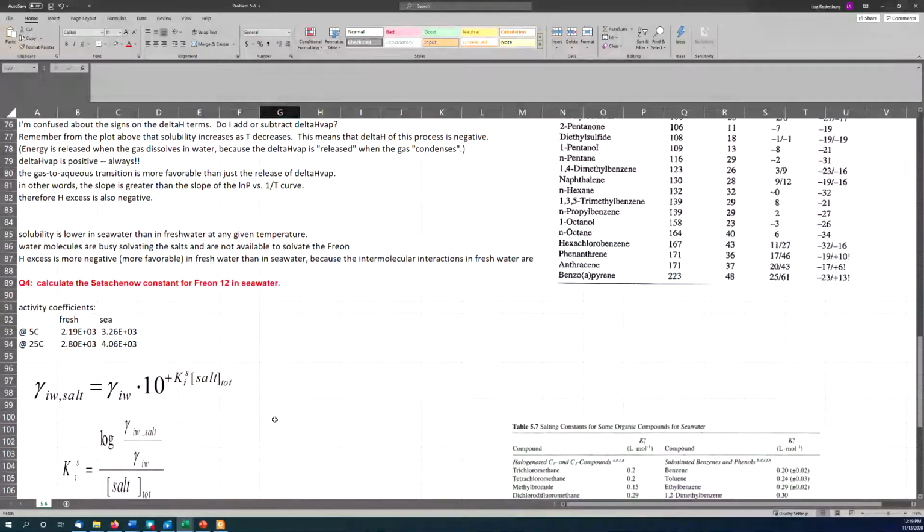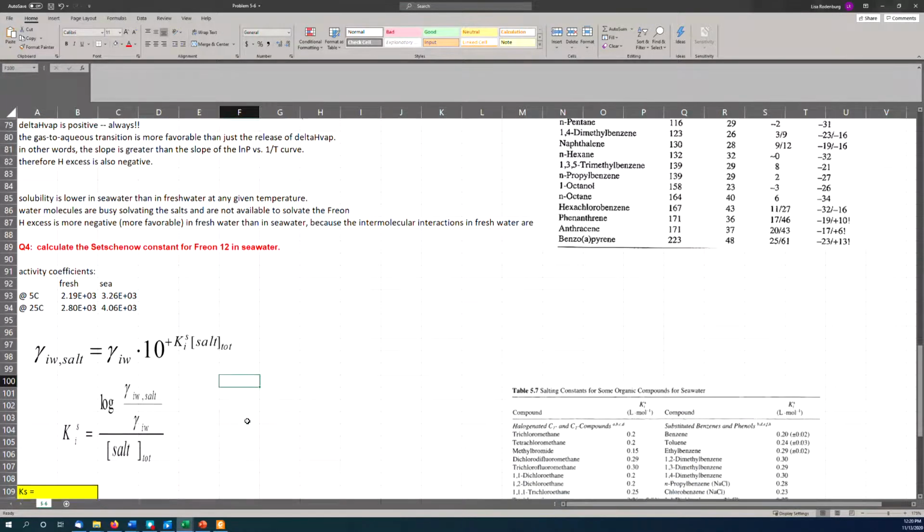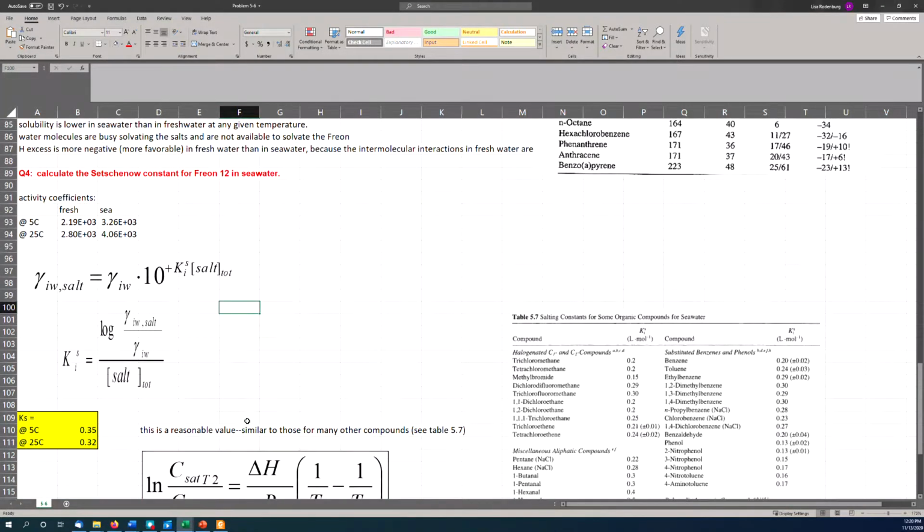And then the last thing I'm asking you to do here is calculate the Setschenow constant. We know that the Setschenow constant equation is given here. It's saying that the activity coefficient of the compound in the presence of salt is equal to the activity coefficient when there's no salt, multiplied by this correction factor, which is 10 to the power of the Setschenow constant times the molar salt concentration. And we know that in seawater, the molar salt concentration is 0.5 molar. So we can turn this equation around. It's a little bit funky the way it gets turned around, but this is your equation to calculate Ks.